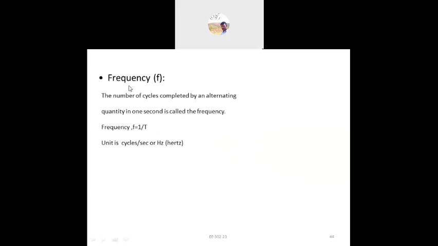So frequency is nothing but the number of cycles. The number of cycles completed by an alternating quantity in 1 second is called the frequency. f is equal to 1 by T, the inverse of time. The unit is cycles per second, that is hertz, which you can indicate with Hz. So the unit is the hertz.